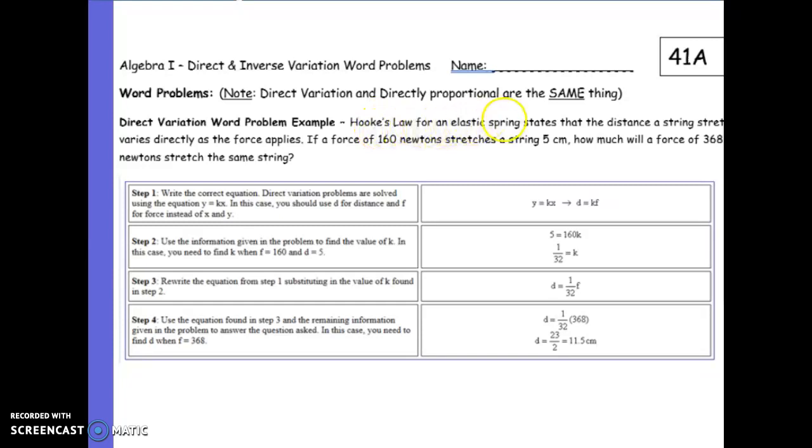Hooke's law for an elastic spring states that the distance a spring stretches varies directly as the force applied. Okay, there's our keyword, varies directly. That means that we're going to be using the direct variation, y equals k times x. That's going to be the equation we're going to use.